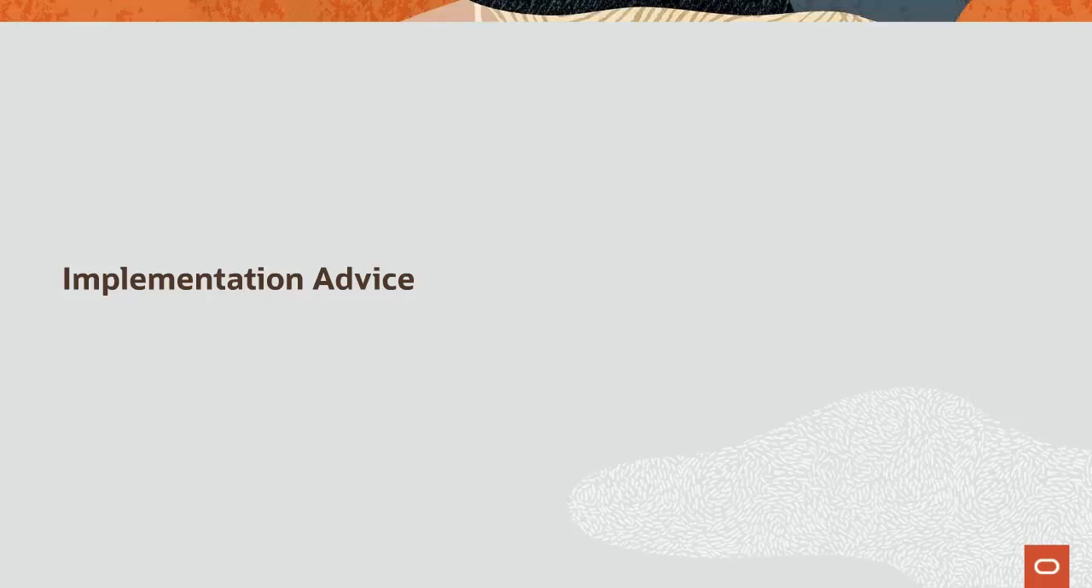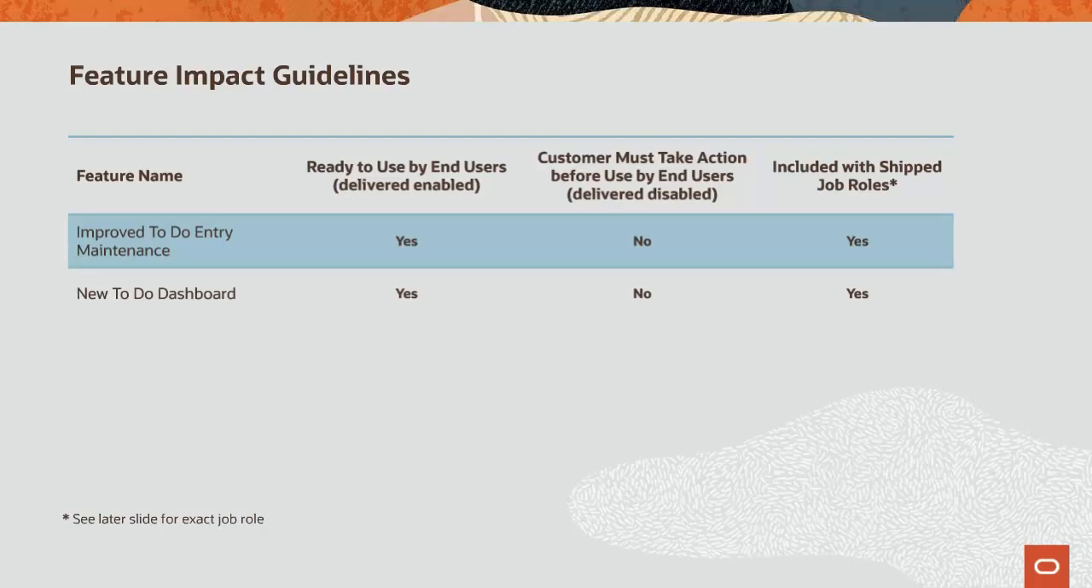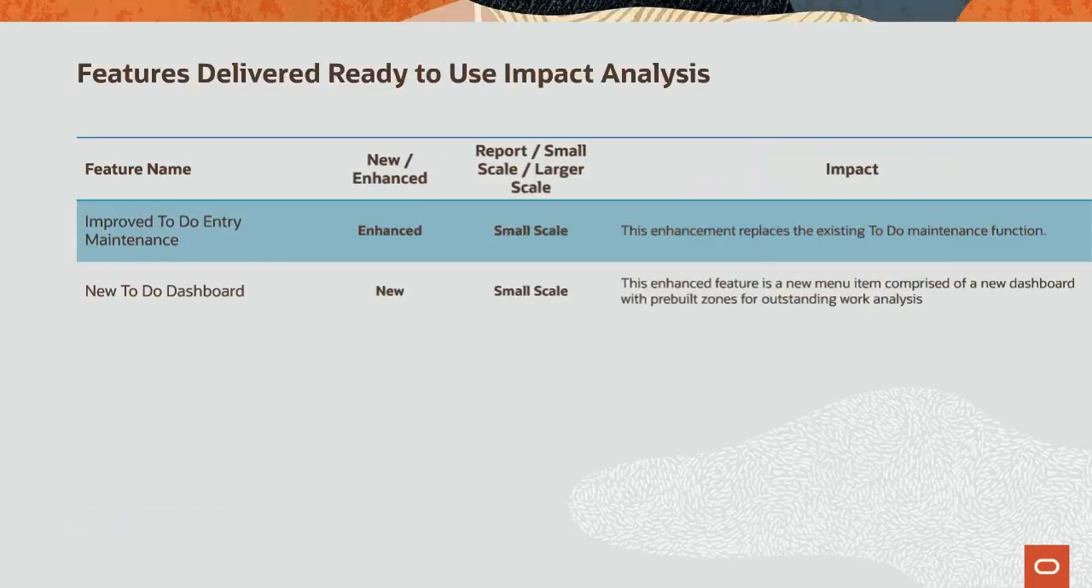In this implementation advice section, we'll go through what you need to consider before enabling these features in your business and what you need to know to set them up. All the features outlined in this session are pre-installed, pre-configured, and are available to all authorized users upon adopting this version. The features outlined in the session have minimal impact on existing capabilities and are implemented as menu options available from the service.